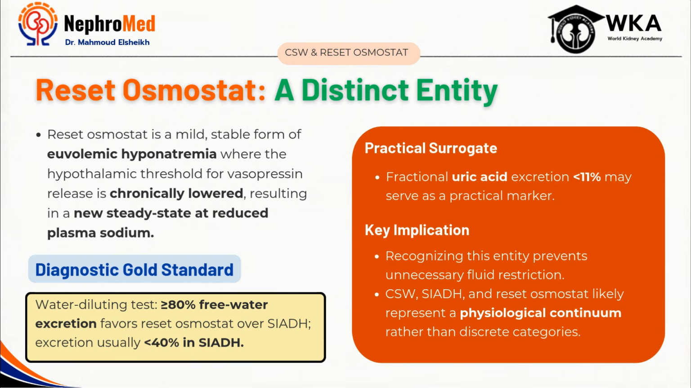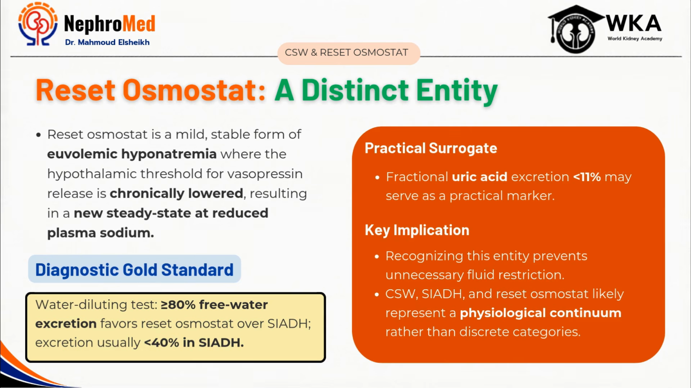Clinically, these patients are usually euvolemic, often asymptomatic. Sodium levels tend to remain chronically low, mild, and stable over time. One of the most important concepts is preserved urinary dilution capacity. This is actually the diagnostic hallmark. In the classic water loading test, patients with reset osmostat are able to excrete more than 80% of a free water load, which indicates that the kidney can still appropriately suppress ADH when needed. In contrast, patients with true SIADH usually have impaired free water excretion.